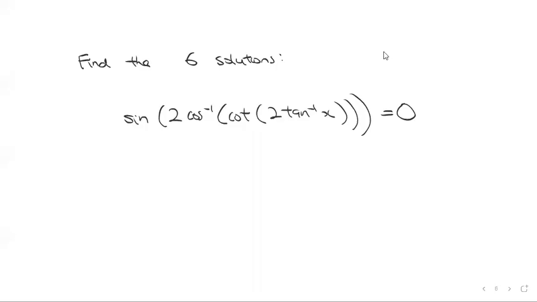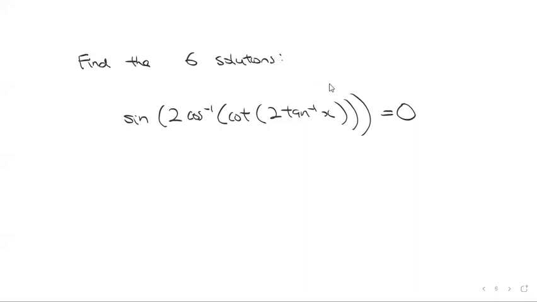So here we have one question, quite straightforward, although it might look a little bit intimidating. Basically, you're given an equation with an x. It's got some trig in there. It's got some inverse trig in there. And they're telling you very nicely that there are 6 solutions, and it asks you to find them all.